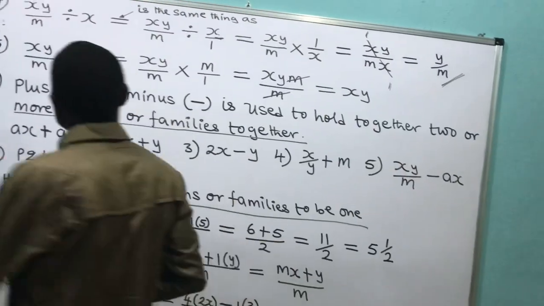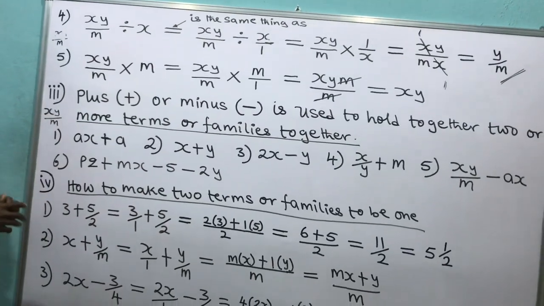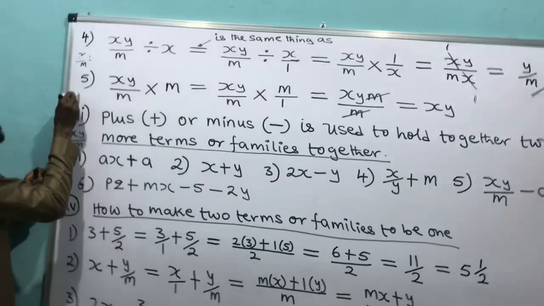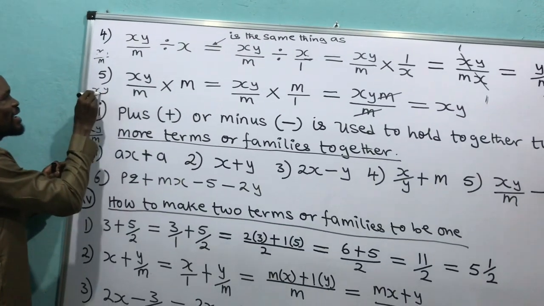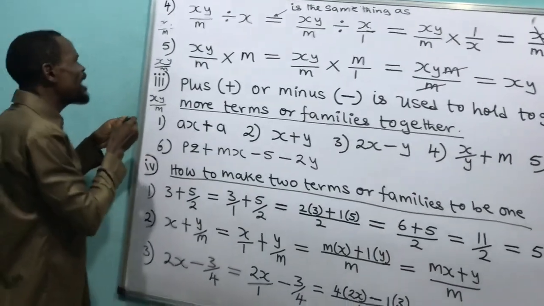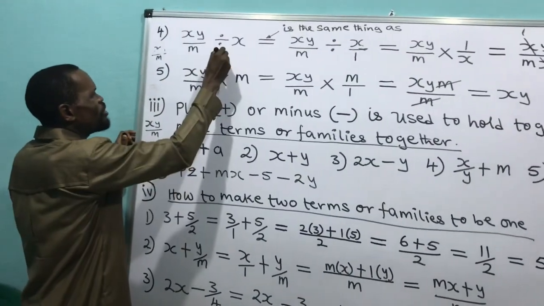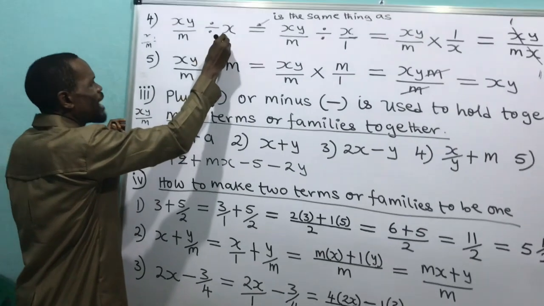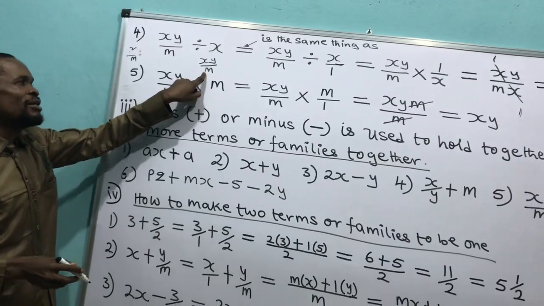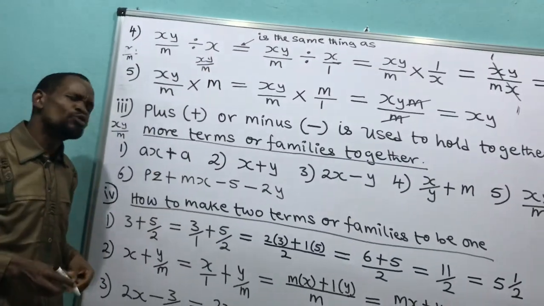Then I come back here to number 5. Look at number 5. I have a family x, y divided by m. That's the family. Then I want to remove m from this family. You remember what family I had: x, y, m. This is the family I have. Then from this family, I want to remove m. I don't want m to be in this family.